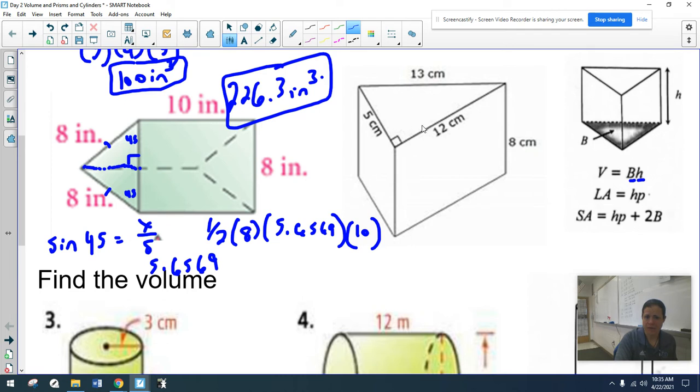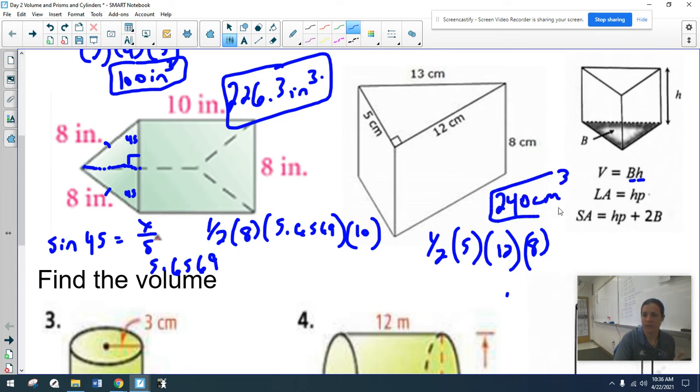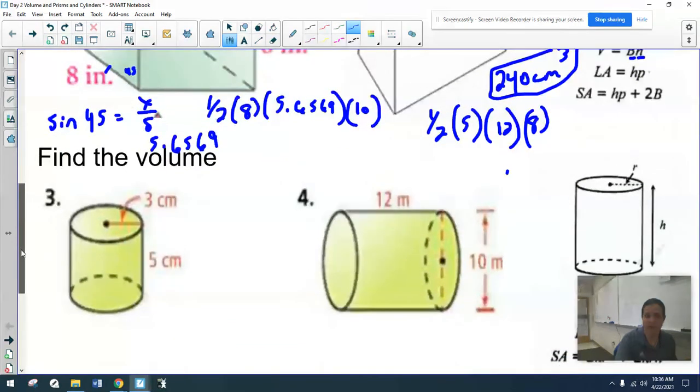So area of the base here is a little easier because I have everything. So 1/2 times 5 times 12, because that's my base and my height. So that's the area of the triangle. And then I need my height, which is going to connect the 2 bases, which is the 8. So I'm going to do 1/2 times 5 times 12 times 8. And that's going to give me 240, nice normal number, centimeters cubed. So volume's a little easier as long as you have the formulas, which you will be provided them.